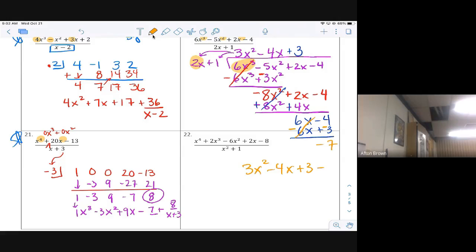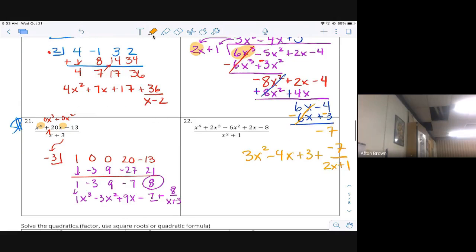And then would I just do minus 7? Yeah, I usually just say you can do plus that and negative like that. Either way. Which way do you normally? I usually do plus and then put the number on top. So plus, and then the remainder, negative 7 over 2x plus 1. And it's equivalent.